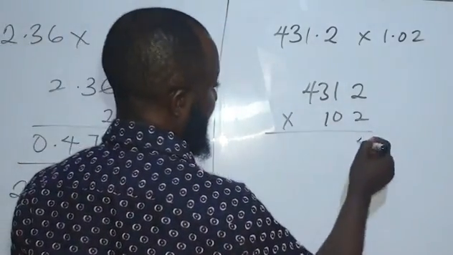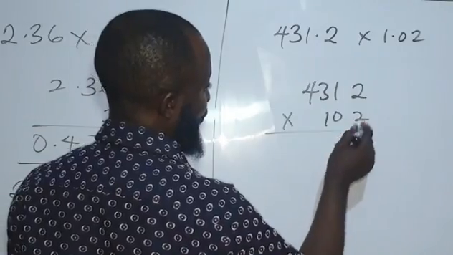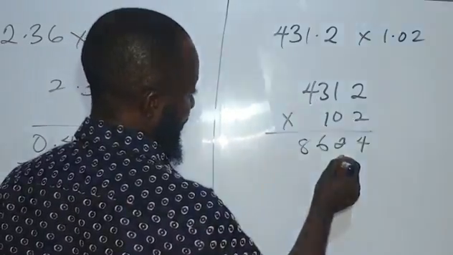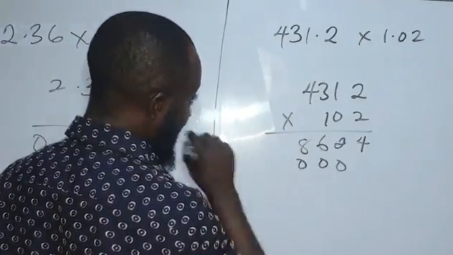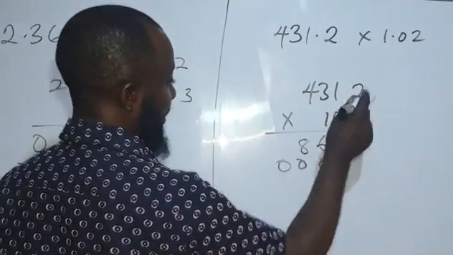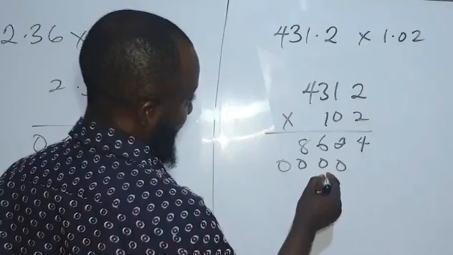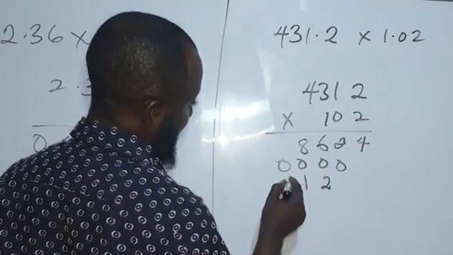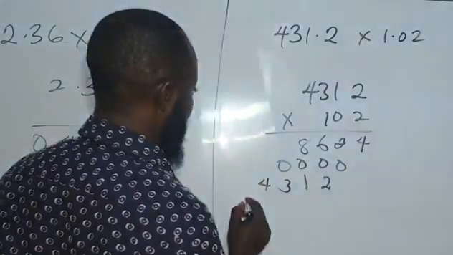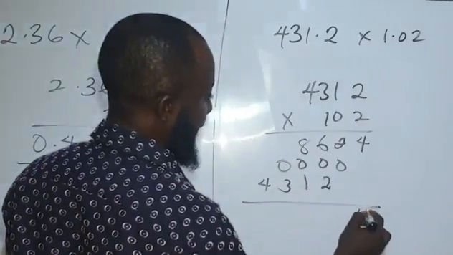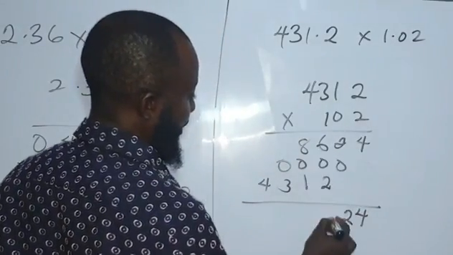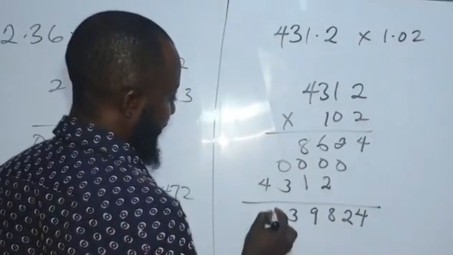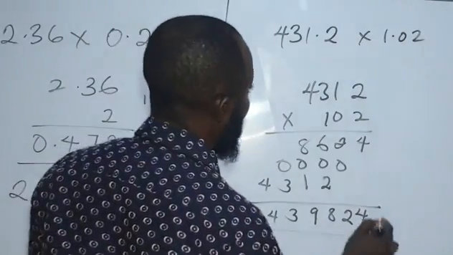2 times 2, that gives 4. 2 times 1 gives 2. 2 times 3, that gives 6. 2 times 4 gives 8. Then the zeros, then 1 times 2 gives 2, 1 gives 1, 3, and 4. Then add everything together. This gives 4, this gives 2, this gives 8, this gives 9, this gives 3, and this gives 4. So after that, you now come back to the question.